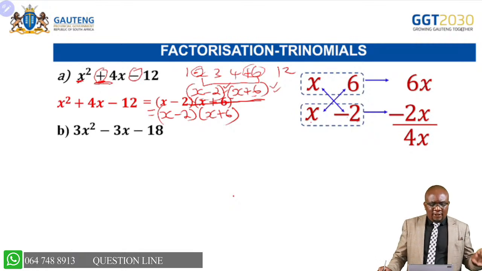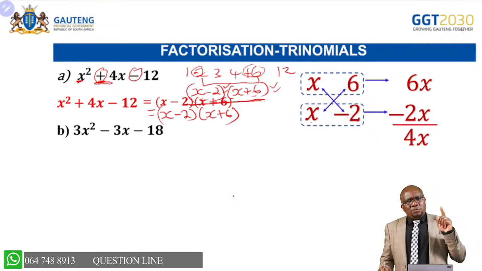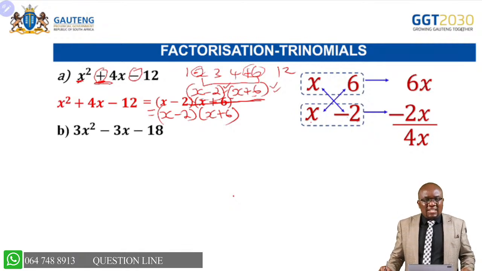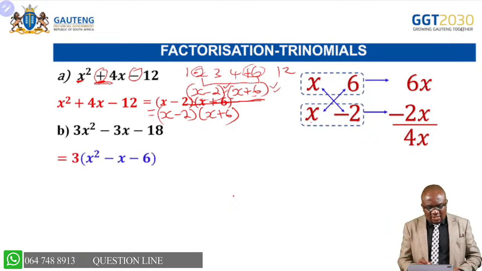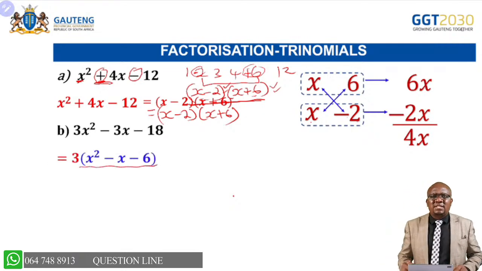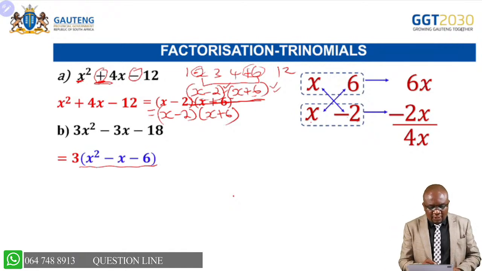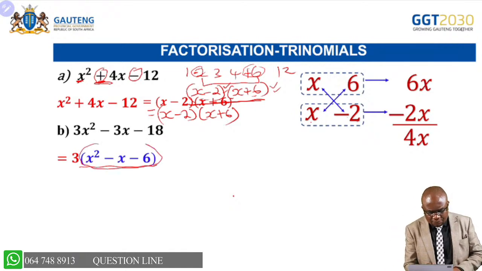Remember, grade 10s, for factorization, you look out for the highest common factor before you do anything. That's what you have to do. So the highest common factor here is 3. So factor out 3, and then the blue bracket is what you remain with inside the bracket there. So it's going to be 3 outside the bracket. You have factored out 3. Then you factorize this.